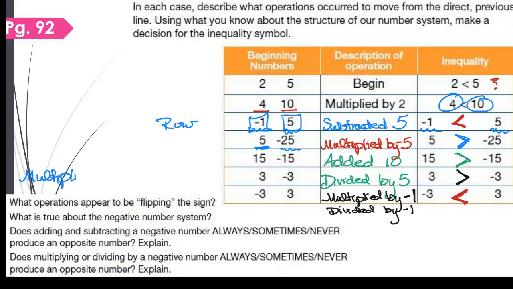What operations appear to be flipping the sign? Yes, it is when we multiplied or divided by a negative number. A negative number. Where in math have you heard this before? When you are solving inequalities, right? When you multiplied or divided by a negative number, you had to flip the sign, okay?